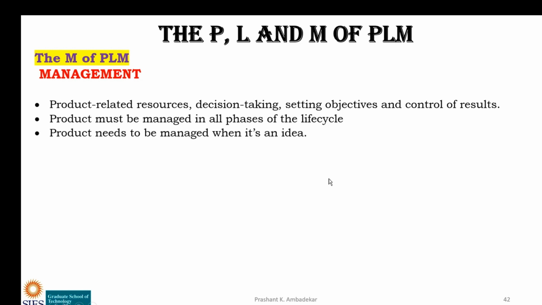Okay, so the product needs to be managed when it is an idea. So just now we saw that whenever a product is an idea, it should be properly managed, and the idea should not be lost or misunderstood. Lost means it may be lost in the person's mind or in the group's mind, or it may be misunderstood, okay, misinterpreted afterwards by the same person who has given the idea. It may happen. So it needs to be managed during the idea stage.